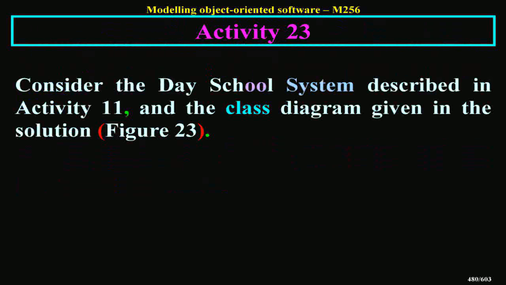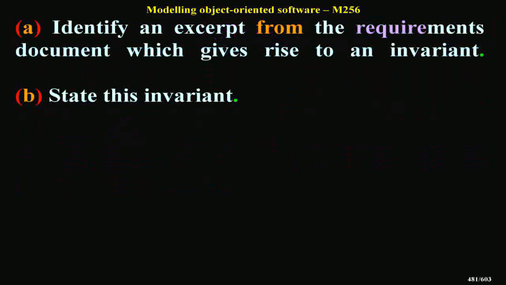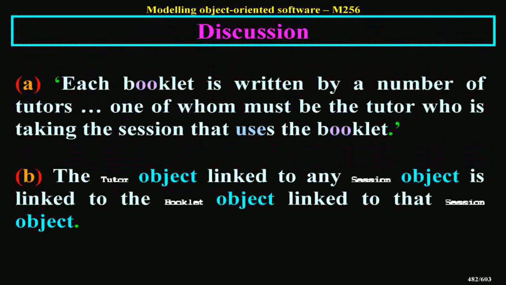Consider the day school system described in Activity 11 and the class diagram given in the solution figure 23. Identify an excerpt from the requirements document which gives rise to an invariant. B. State this invariant. Discussion. Each booklet is written by a number of tutors, one of whom must be the tutor who is taking the session that uses the booklet. B. The object linked to any object is linked to the object linked to that object.